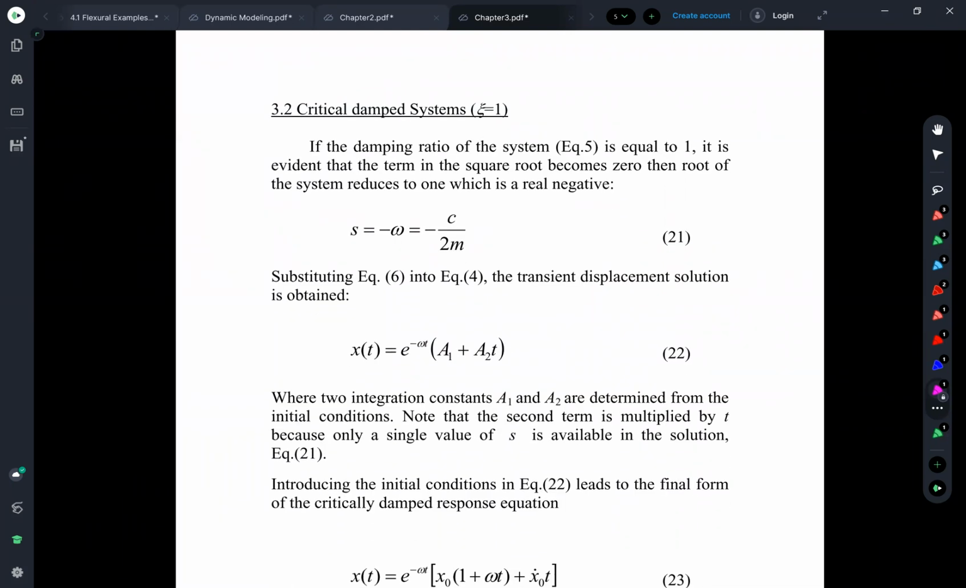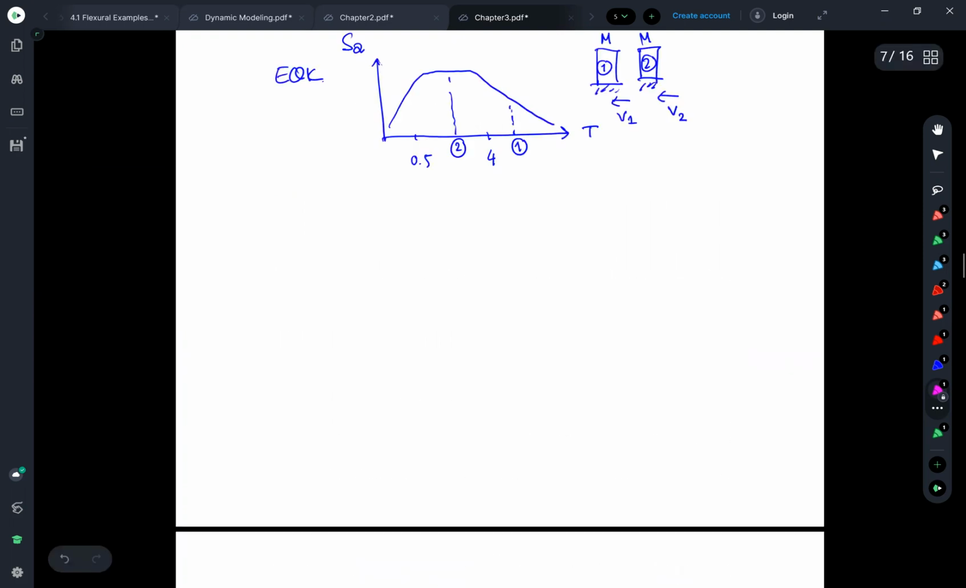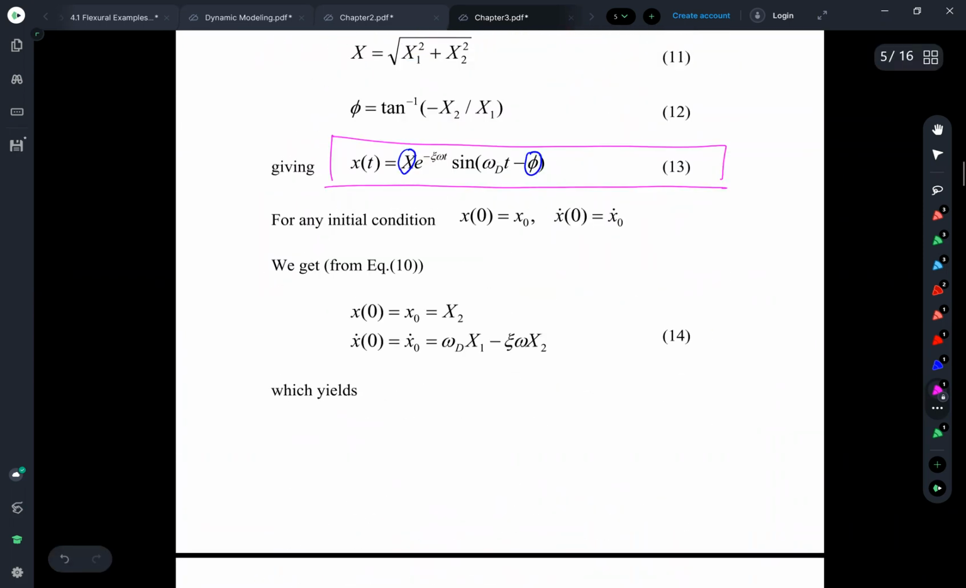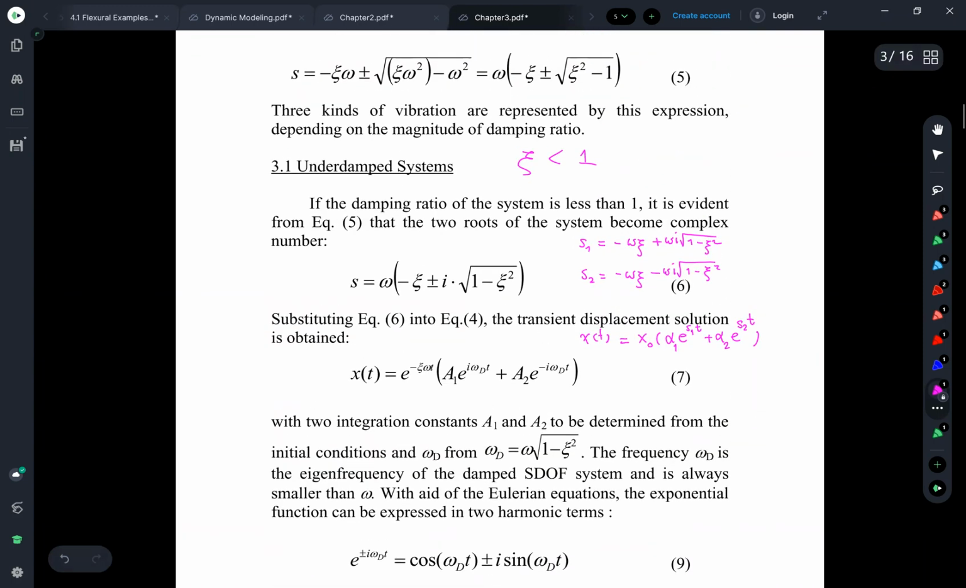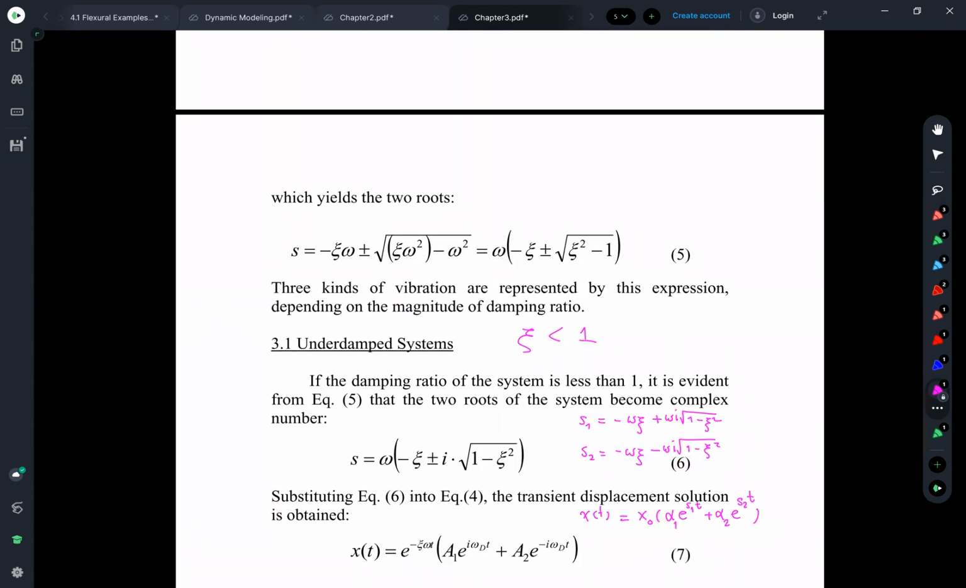So today, we will move on to 3.2, where the critical damped system and the overdamped system will be discussed. Going back to the 3 possibilities again, when I solve or you solve the free vibration system, equation number 5, see this characteristic root, right? We considered already the case of 3.1, where the damping ratio psi is less than 1.